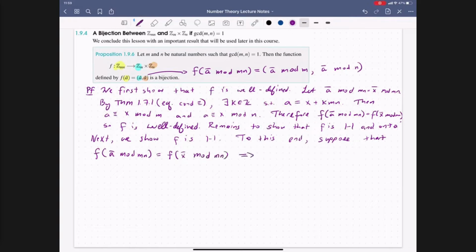Now, this is equivalent to having the ordered pairs being equal. So this is saying that a bar mod m is equal to x bar mod m, and a bar mod n is equal to x bar mod n. But we know that m and n are relatively prime.